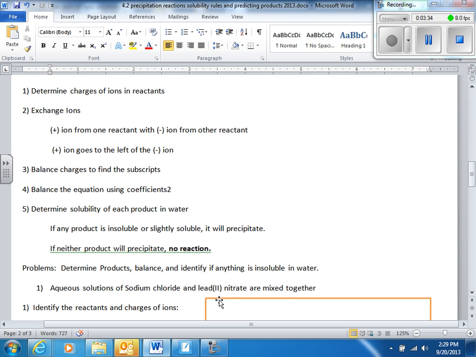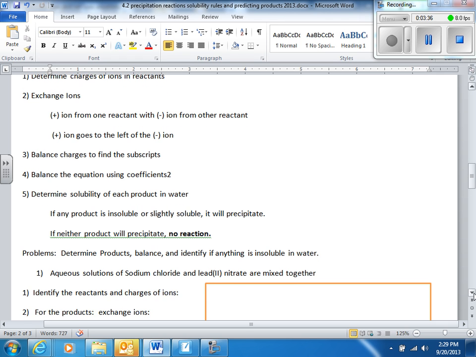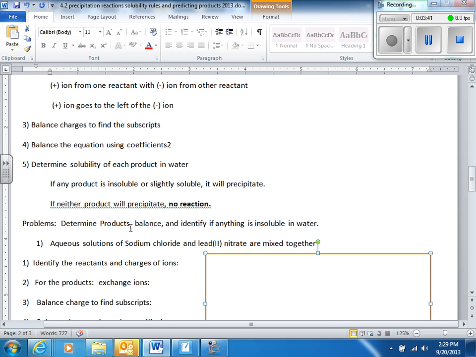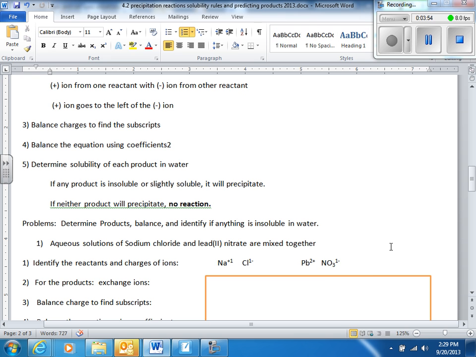We first have to identify the reactants and the charges of the ions. Sodium, you look it up on the periodic table. You should find out it's +1. Chloride is -1. Lead, they told you it's +2. Nitrate, you look up. It's -1. It's on the polyatomic ion sheet. Anything ending in -ate, you look up on the polyatomic ion sheet. So now we have all of our charges of the ions.